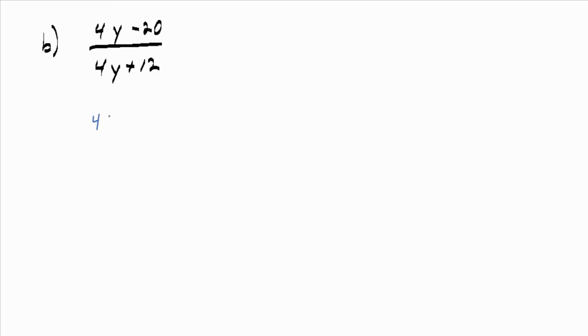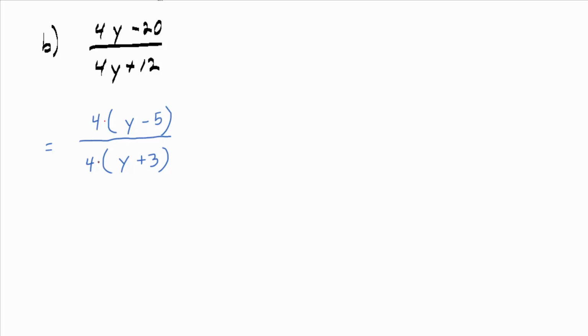So what could you pull out of the numerator? So you get a 4 times what? Y minus 5. That's the numerator. And then you could also pull out a 4 in the denominator. What's left there? 4 times the quantity y plus 3. Everybody agree with that? Now, what can you divide out?